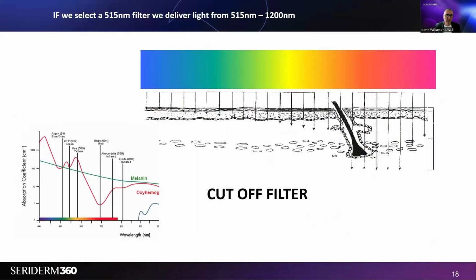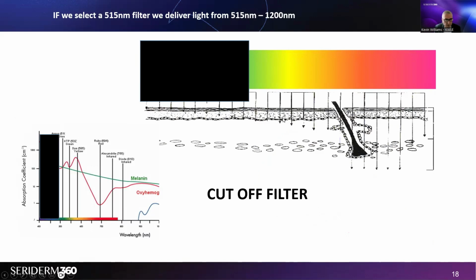Okay. So if I select a 515 filter, what's going to happen is we put the 515 filter in and it blocks the light below 515. So what it does is let a band of light out. Now in the second part of the course, we're going to go into this graph in more detail. So the green line is the absorption of light in melanin. The red is the absorption of light in oxyhemoglobin. And the blue is the absorption of light in water. So if I put a 515 filter in, I block the light below 515, so I let this band of light out.